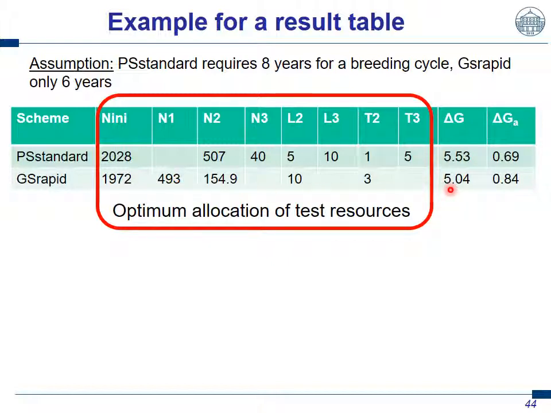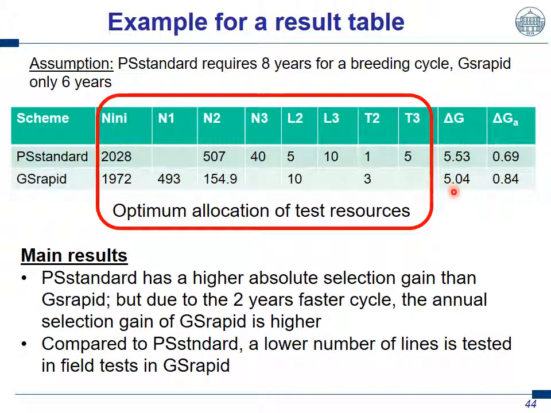And you see the annual and absolute selection gain. The absolute selection gain is higher for the phenotypic scheme, but the annual selection gain is higher for the genomic scheme because it has 2 years less. And then we have a big difference here. When we compare the two breeding schemes in the optimum allocation, we see that in the phenotypic scheme we test a higher number of lines really in yield plots, which is considerably reduced in the genomic breeding scheme. Why? Because we test them on their genomic breeding value.